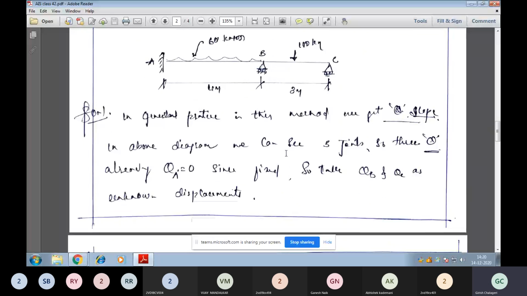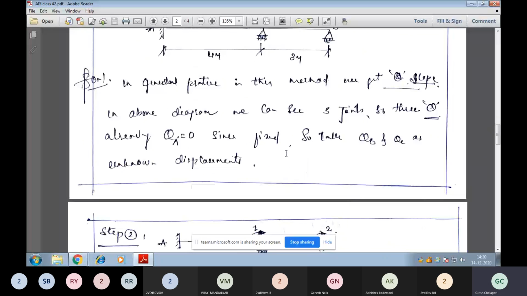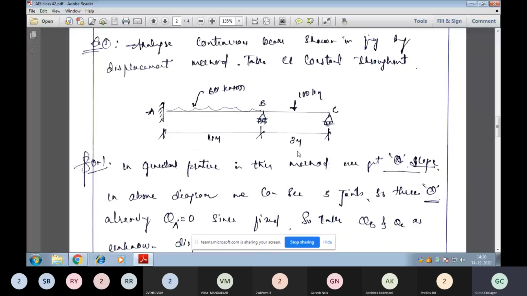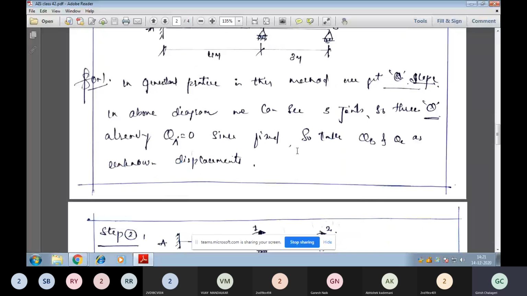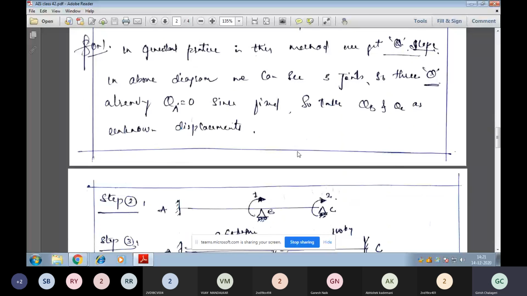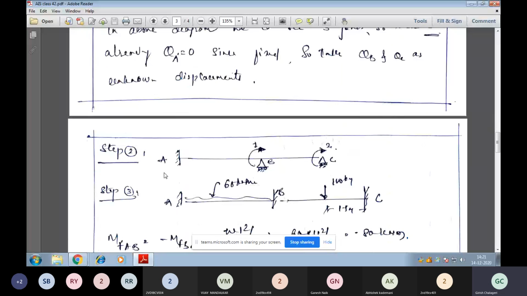So here we are assuming theta B and theta C are the redundant forces, meaning the kinematic indeterminacy, which we need to find. So in step 2, we are assigning the coordinates at the points where we are taking the displacements. Here I am taking theta B and theta C as the kinematic indeterminacies. So we are assigning a coordinate of 1 unit rotation at B point and the second unit rotation at C point. So these are the 2 coordinate points which we have taken into account here.